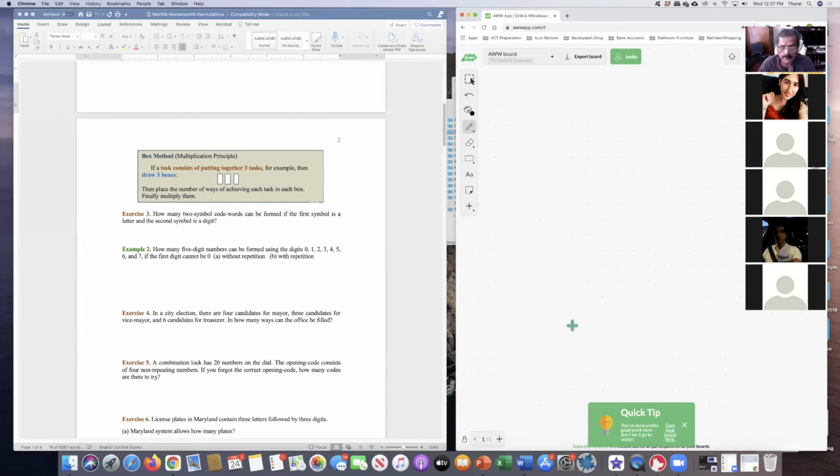So I'm drawing 5 boxes, and then I'll ask the question of in how many ways can I fill the first box, and so on. It says the first digit cannot be 0, and also no repetition allowed. So how many ways are there to fill the first one? Anybody? See, now the digits allowed are 0 through 7. Okay, not all of the digits. 0 through 7 are allowed. So what number should I write in the first box?